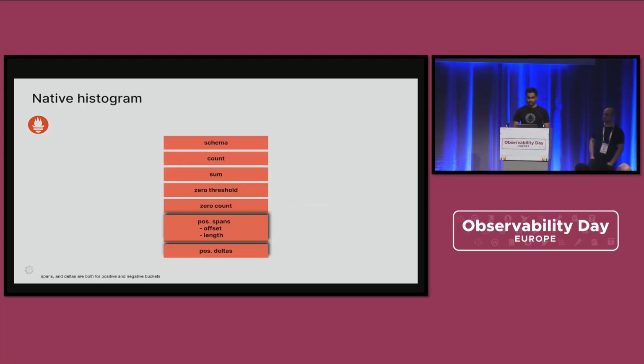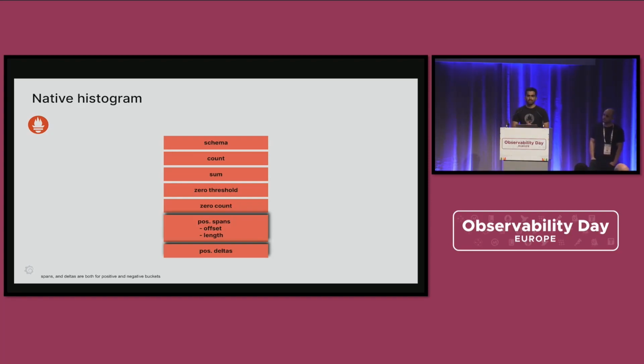And here comes the main difference between the representation of histograms in OpenTelemetry and Prometheus. We have something called spans and deltas. And similar to OpenTelemetry, like how we talked right now, I'm going to only talk about the positive buckets for positive observations.